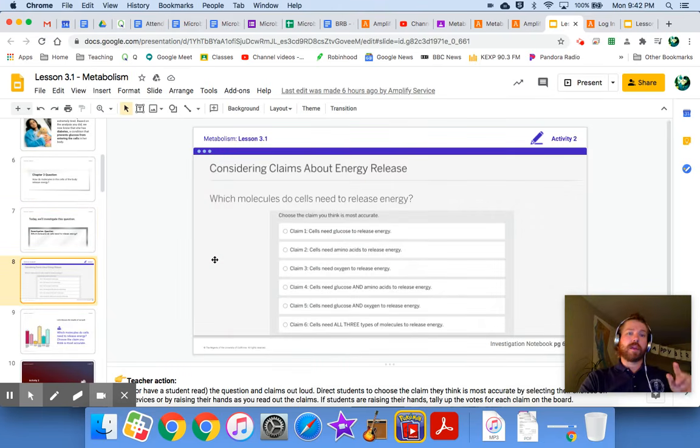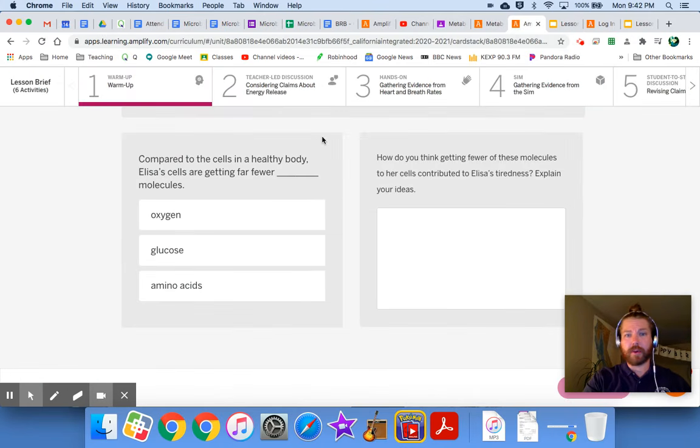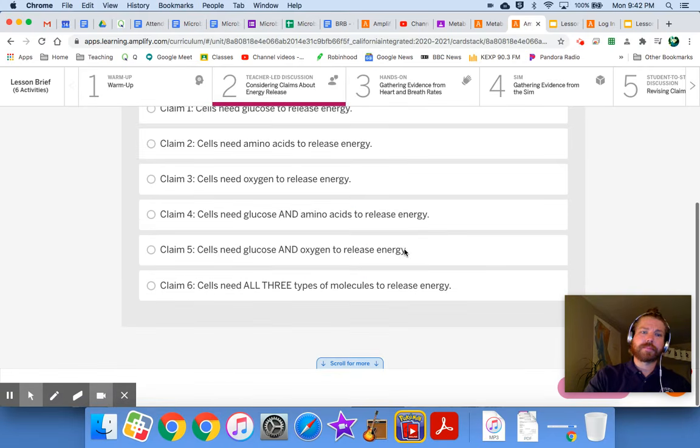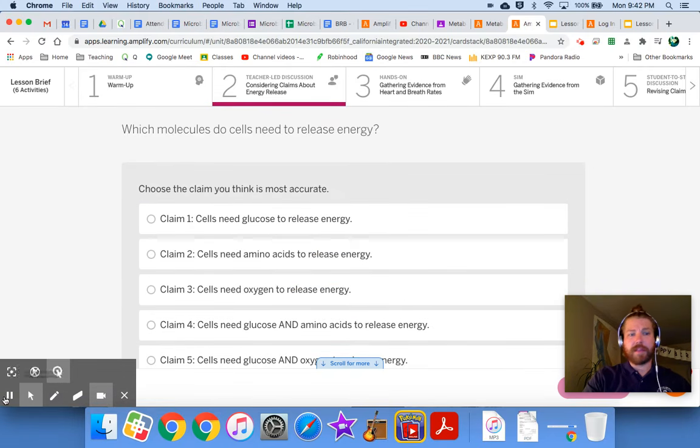So in activity, which activity is this? I think 2. You are going to just pick. What do you think? We've looked at 3 main molecules. We've looked at glucose, amino acids, and oxygen. Which of those molecules or which combination of those molecules do you think cells need in order to release energy? You're going to go ahead and answer that in number 2, activity 2 on Amplify, right down here. Okay, so go ahead, think about that question, look at those responses, and choose one, and then come back to me.